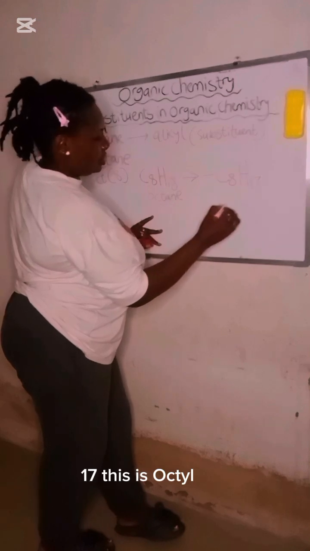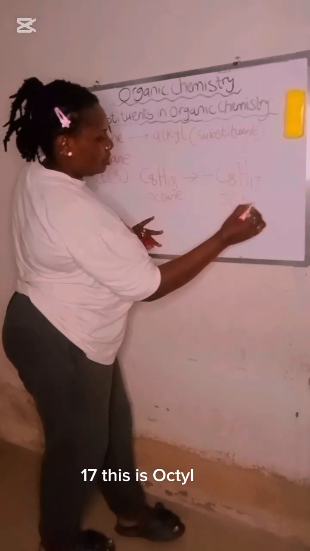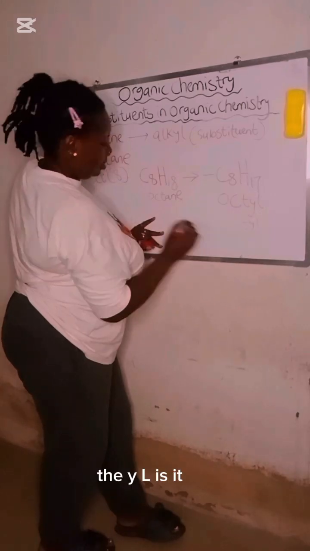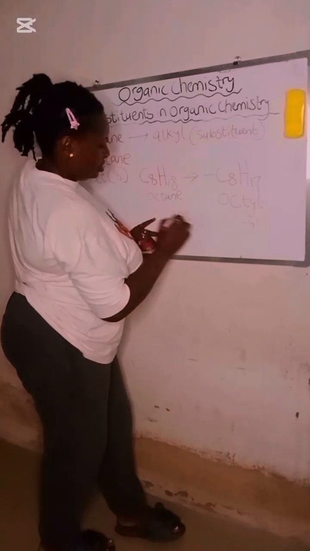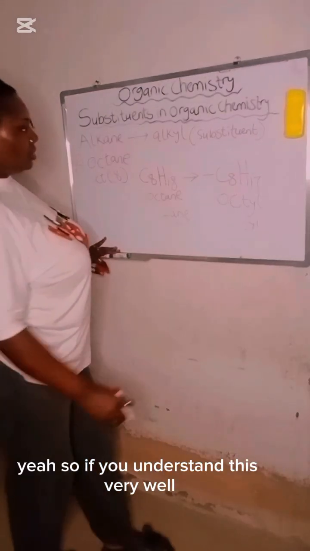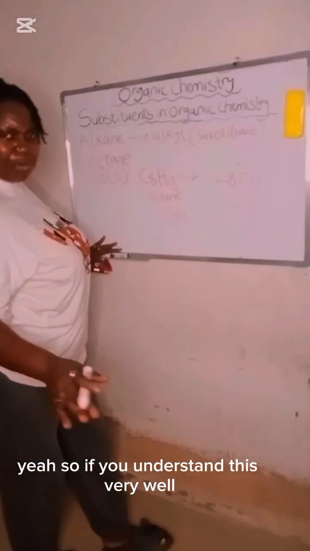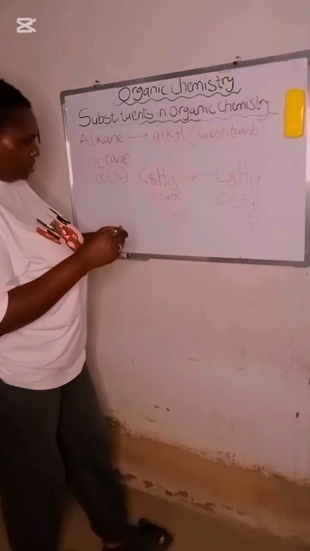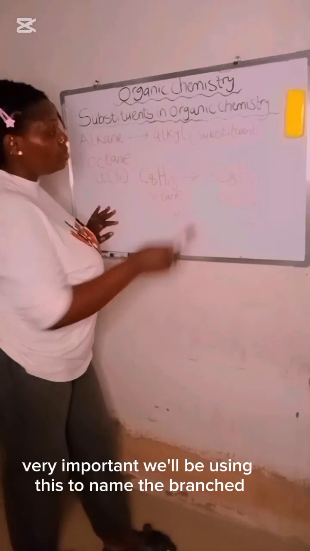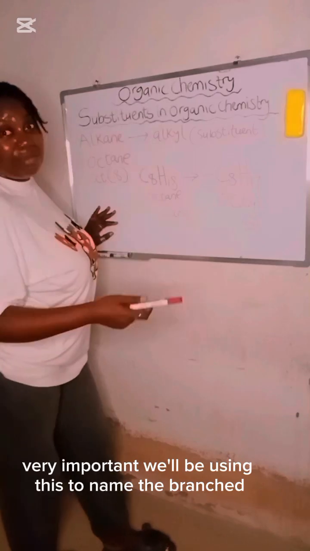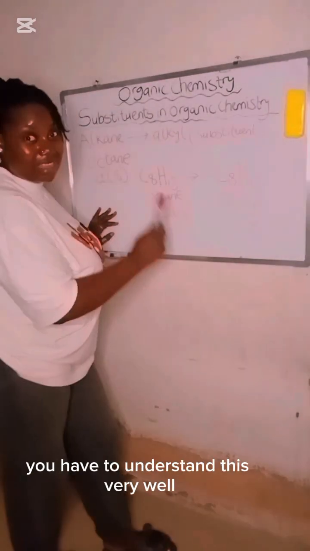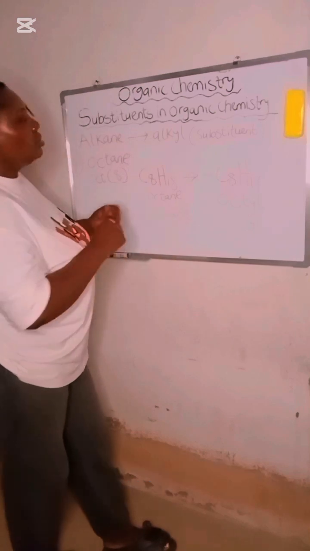Seventeen. This is alkyl. The YL is it. That's just it. If you understand this very well, you will not have any problem. Substituent. This substituent is very, very important. We'll be using this to name the branched hydrocarbons. So you have to get this. You have to understand this very well.